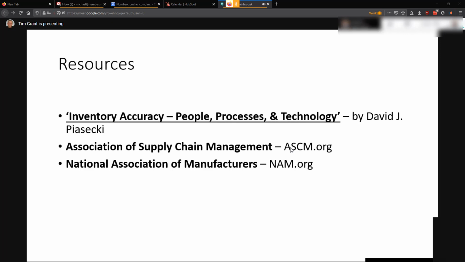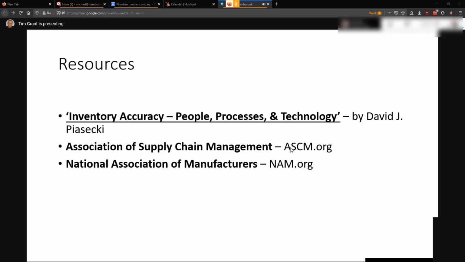So that kind of wraps it up for me today, finishing all of the different business models and the reorder points and forecasting that you can expect under each. I've also included some resources here. One of the best books that I've ever read on inventory is called Inventory Accuracy: People, Process, and Technology by David Piasecki. Very easy to read, but it contains a lot of really useful information.